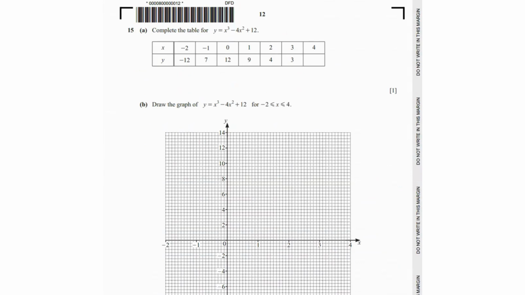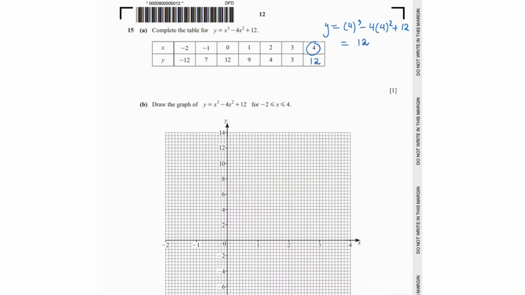Then we have a table with an equation. I have to complete the table and graph the given equation. So what we're going to do is substitute the value of 4 in the equation and find the corresponding y value. We can see that 4 cubed and 4 times 4 squared is also 4 cubed. They're being subtracted, so that becomes a 0, and we're left with plus 12.